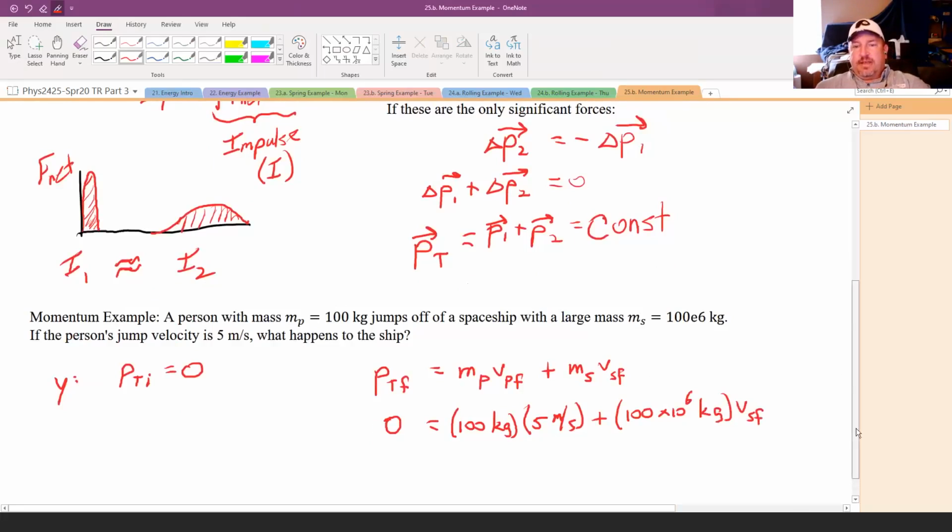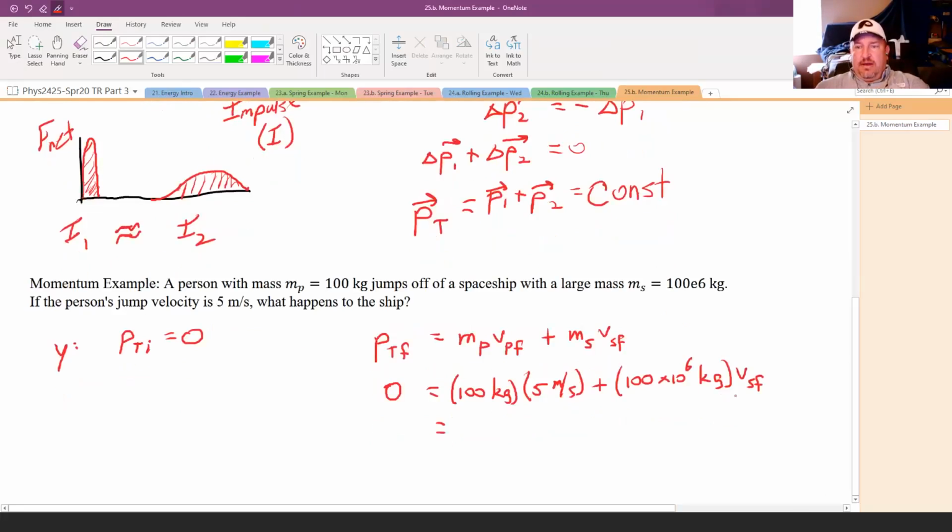So obviously we can calculate the velocity of the ship in the final state, and we'll jump to the chase. This is 100 times 5 over 100 times 10 to the 6th, with a minus sign because that gets subtracted over to the other side. So this turns into minus 5 times 10 to the minus 6 meters per second.